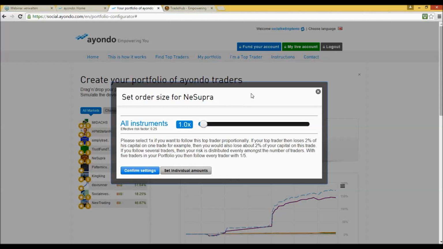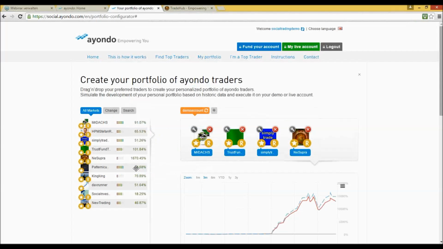If for some reason I was really happy with the performance of one trader and I wanted to follow him with more risk than the other traders, I can choose to slide this scale all the way up to 10 or anywhere in between. We'll leave it at 10 at the moment, and then we'll confirm the settings here. Just note in the background, you can see my current portfolio performance when it was at 1 times, it was at 170%. Once I press confirm settings, this will probably shoot up to somewhere around 1500%, or 15,000 rather.